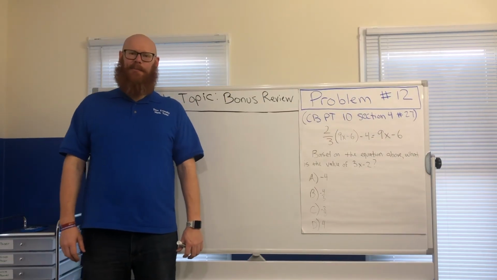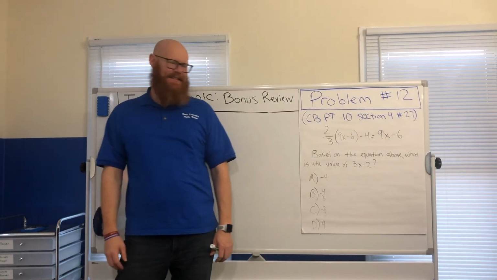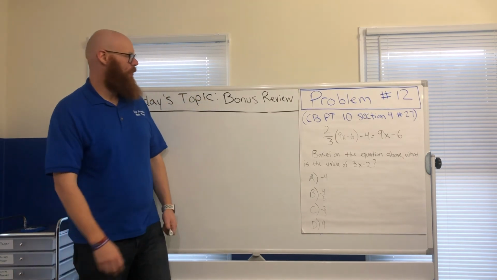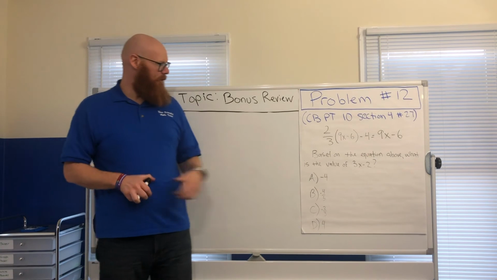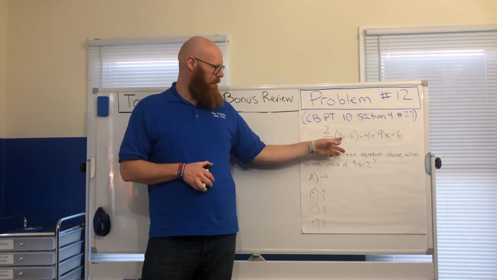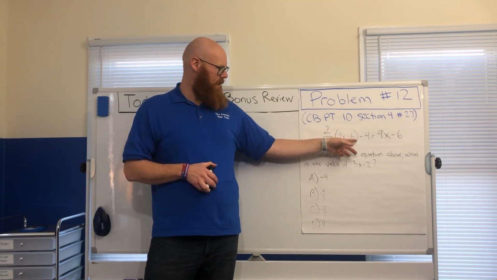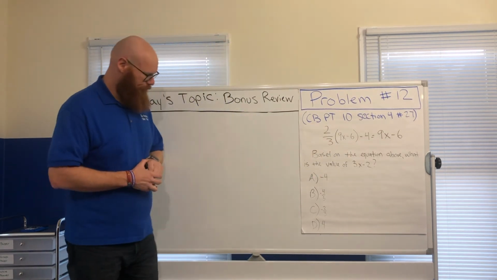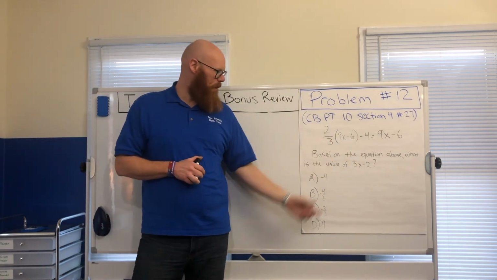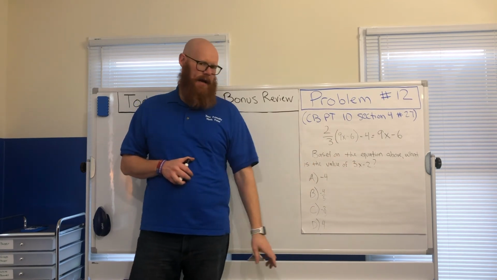All right, now on to problem number 12, our last review problem. College Board Practice Test 10, Section 4, number 27. We have an equation, 2/3 quantity 9x minus 6, minus 4 equals 9x minus 6. Says based on the equation above, what is the value of 3x minus 2?